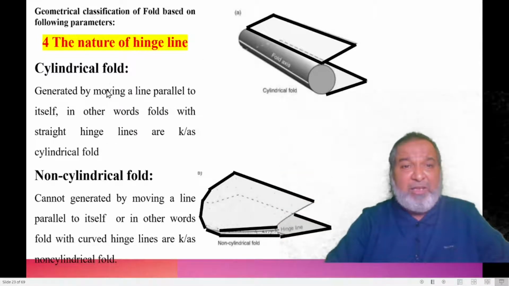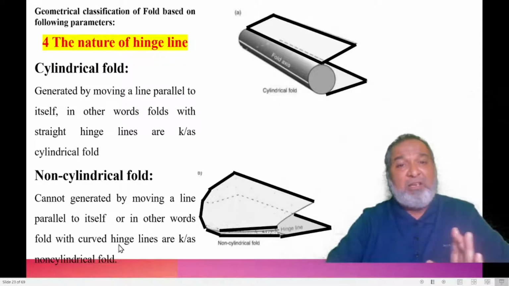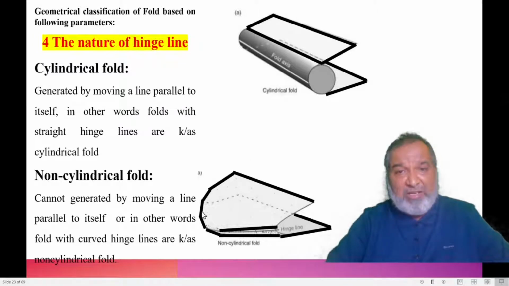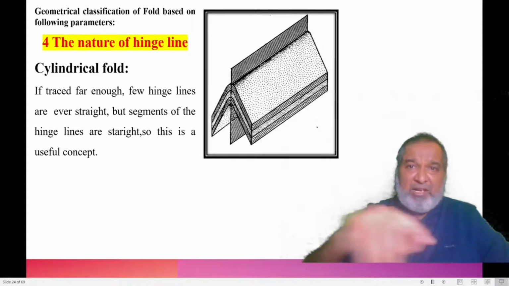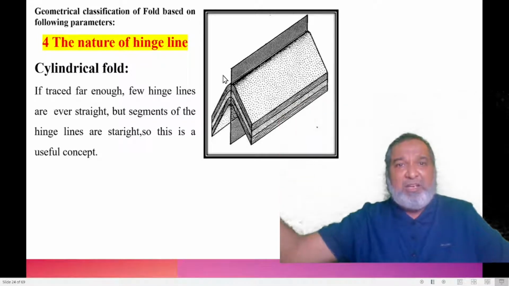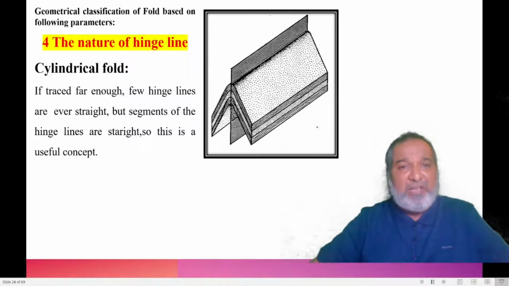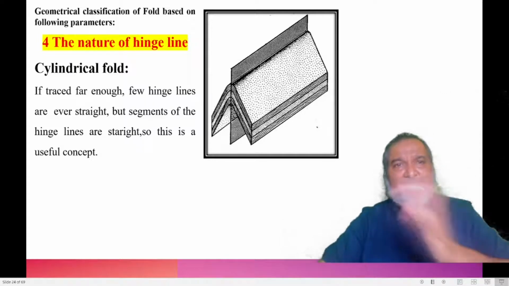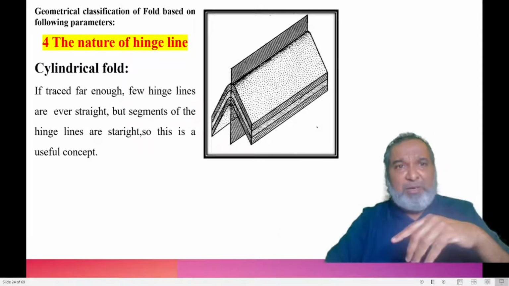A non-cylindrical fold cannot be generated by moving a line parallel to itself. In other words, it is a fold with a curved hinge line. Here the hinge line is curvy in nature, so it is a non-cylindrical fold. Again, in the cylindrical one I showed, this is a straight line. When it is curvilinear, then it is a non-cylindrical fold. This is the simplest way to understand this particular fold.